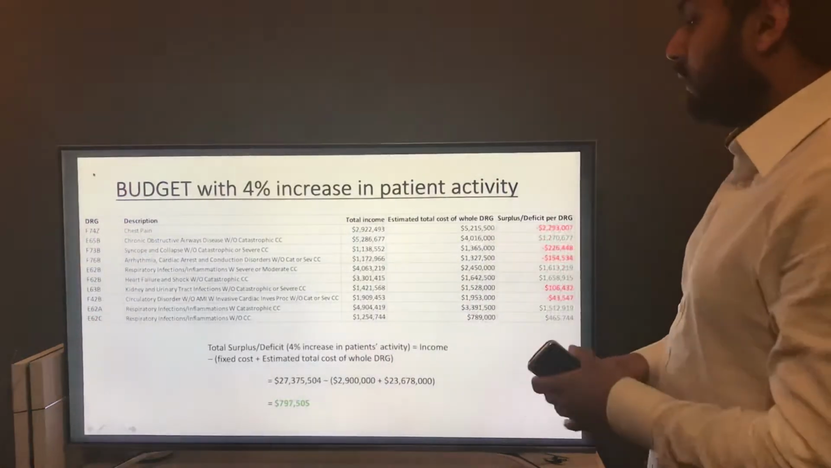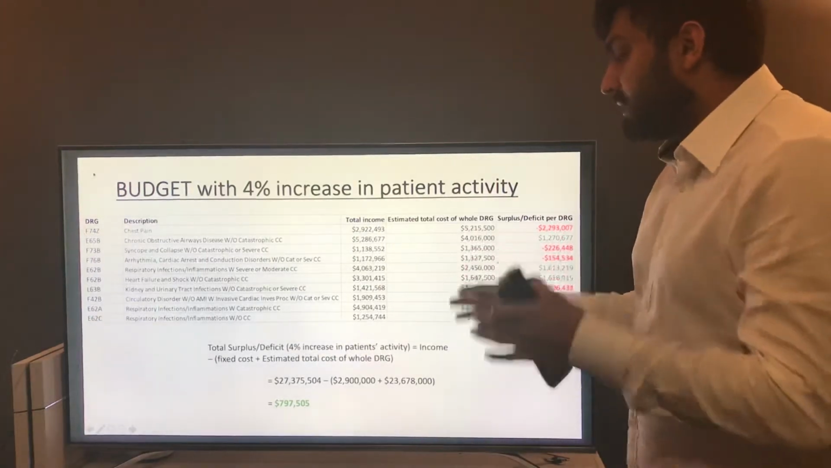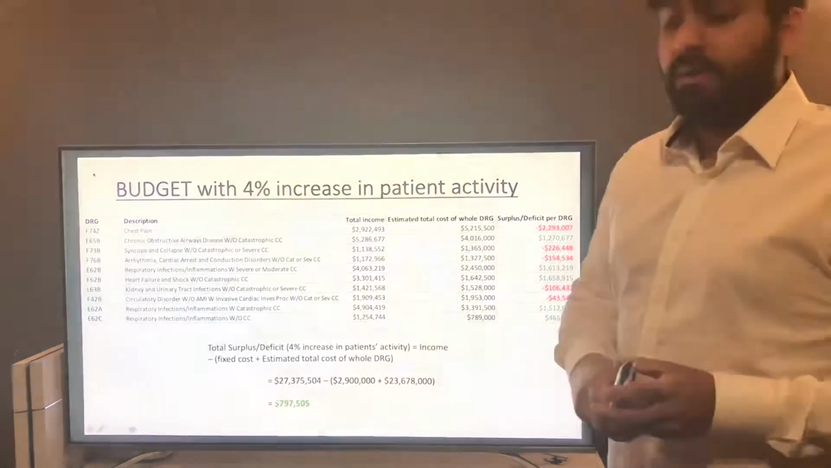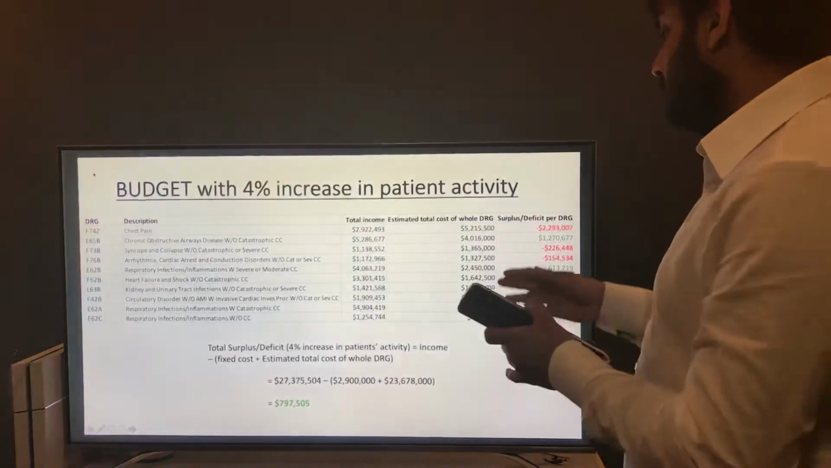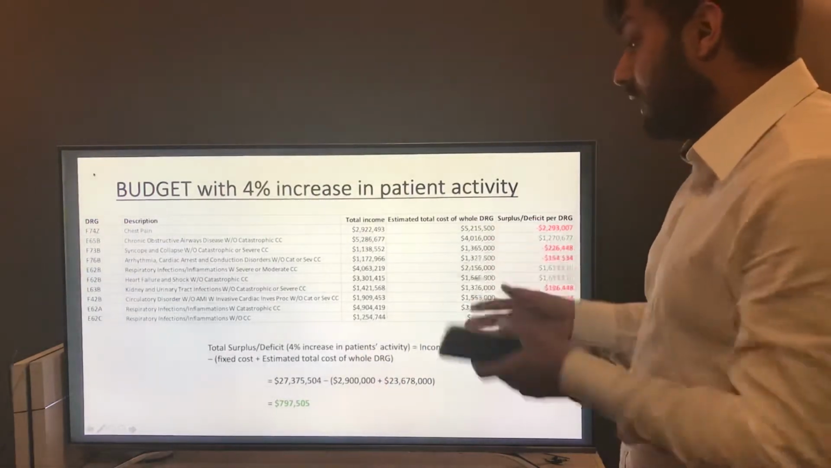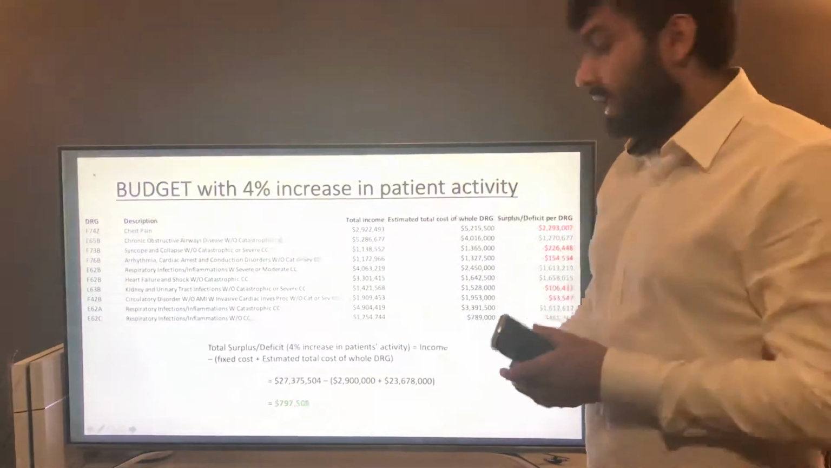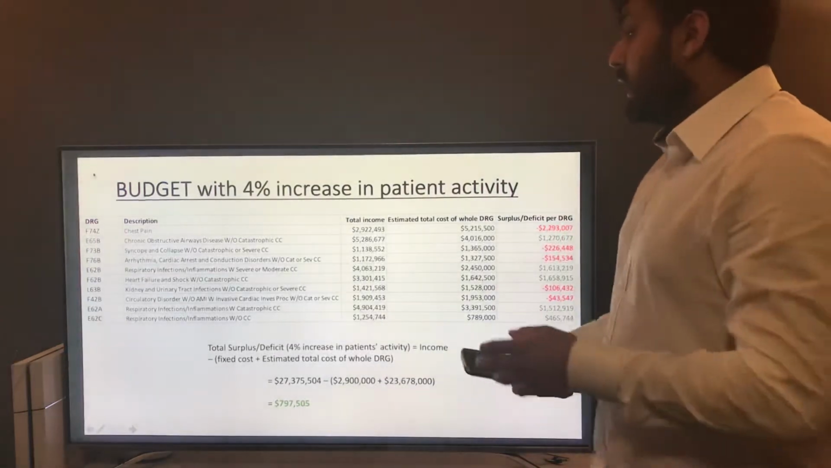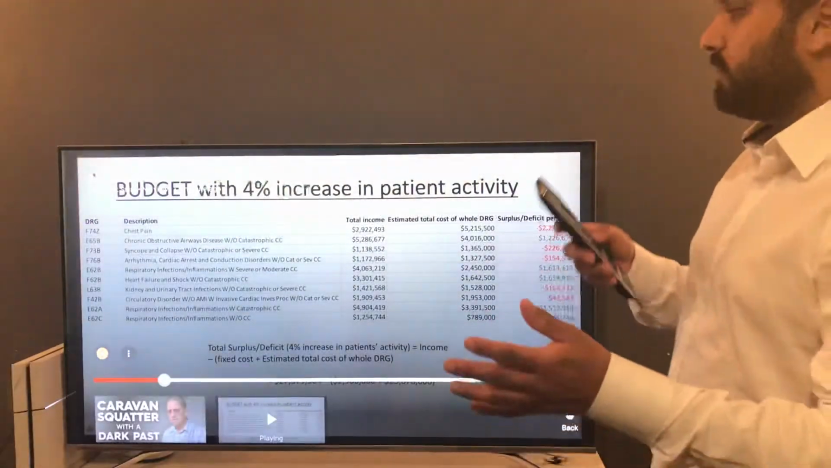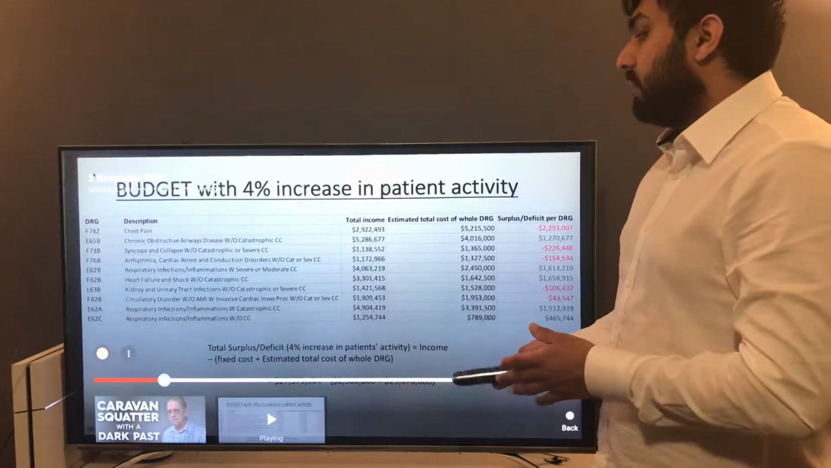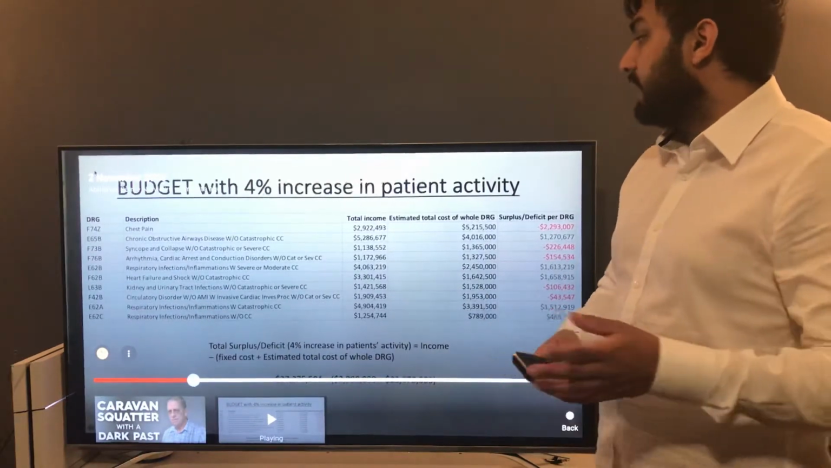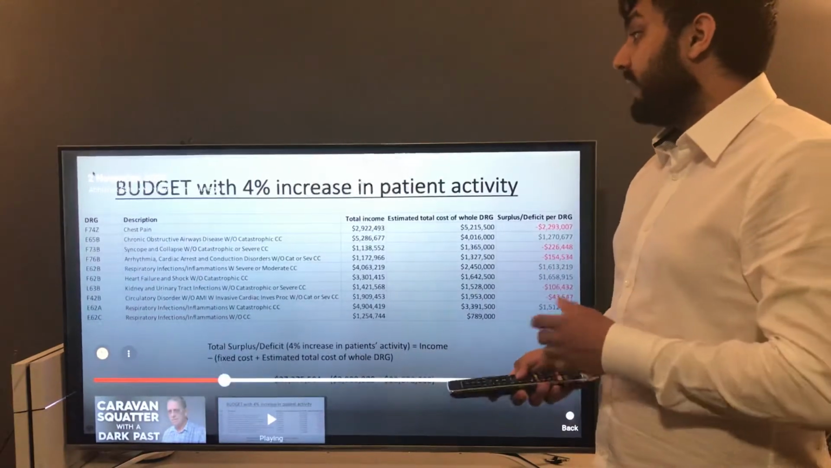But looking at the overall surplus deficit with the 4% increase in the patient activity, we see that we have got the surplus of $797,505. So overall, it was good to have a 4% increase in the patient activity.